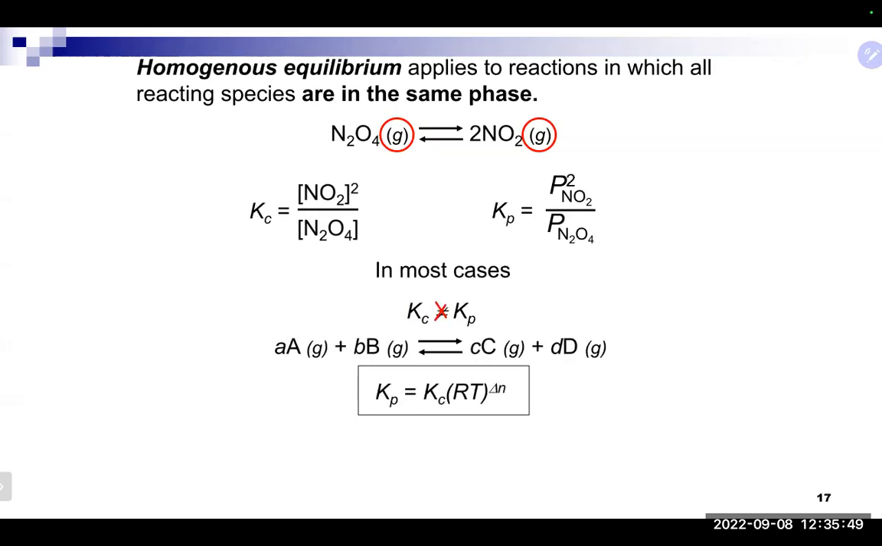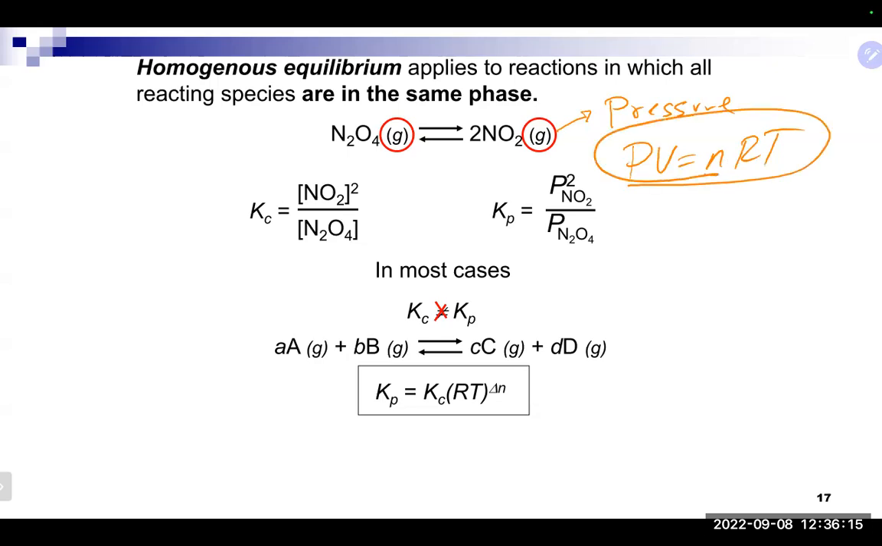Homogeneous equilibrium means that everybody's in the same phase. So in this case, they are all gases, which means we can write our equilibrium constant of concentration of NO2 squared divided by the concentration of N2O4. But because these are all gases, we usually look at things like pressure with gases, like our friend PV equals nRT, right? That is our ideal gas law.